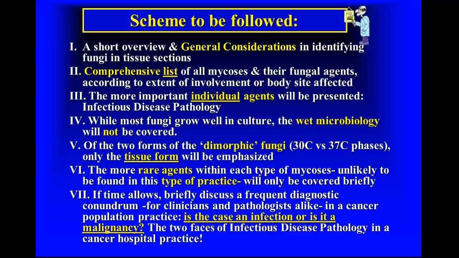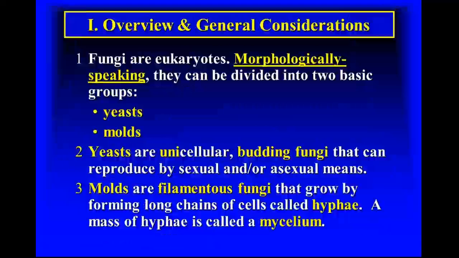Lastly, and I hope time allows, and it only takes 3 minutes, and I'll do this at the end, we're going to go over a diagnostic conundrum that we see very commonly, for you as clinicians, for me as a pathologist, and that is, in a cancer population practice, is the case an infection or is it a malignancy? It's not that easy to tell early on. These are the two phases of infectious disease pathology in a cancer hospital practice, and using two cases from Moffitt at the very end, we'll go over this conundrum. So without further ado, let's start with our quick overview.